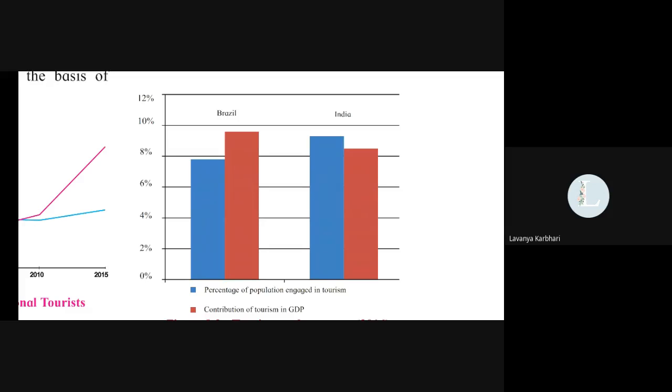Okay, it means almost 10%. So almost 10% of the GDP is covered by tourism in Brazil.